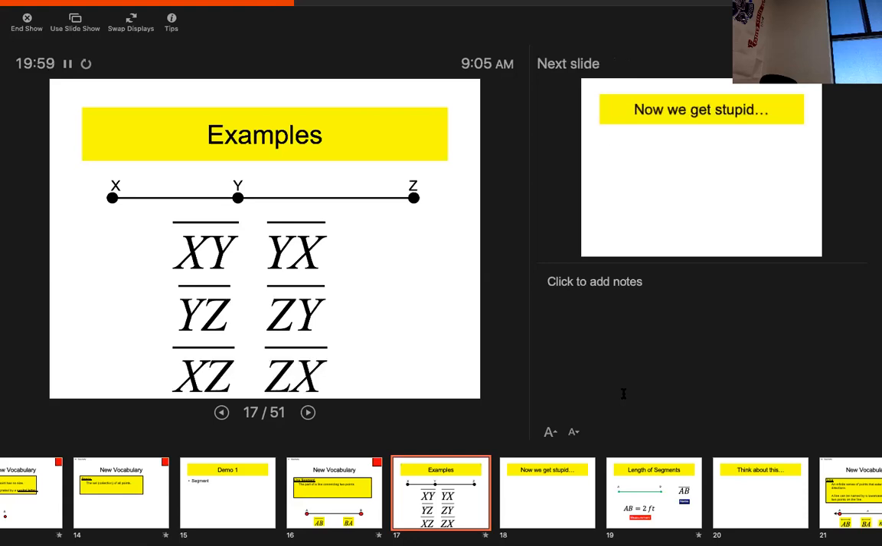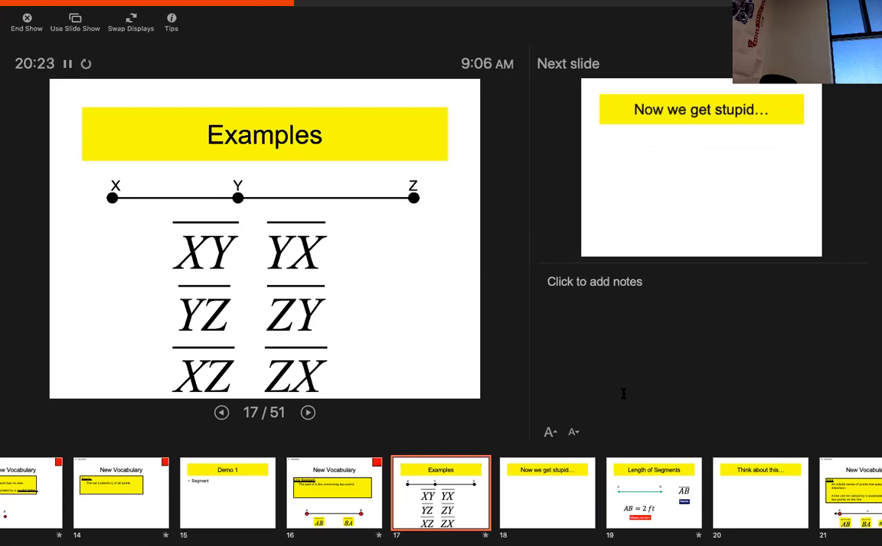Okay. So these horizontally are the same ones, yes? But vertically, they're all different. So it turns out there's 3 line segments up there. There's 6 different ways of saying those things, but there's only 3 line segments. Tonight for homework, they're going to ask you questions like that. They're going to give you something like this and say, name the line segments.